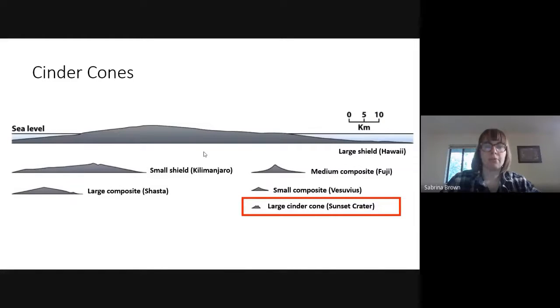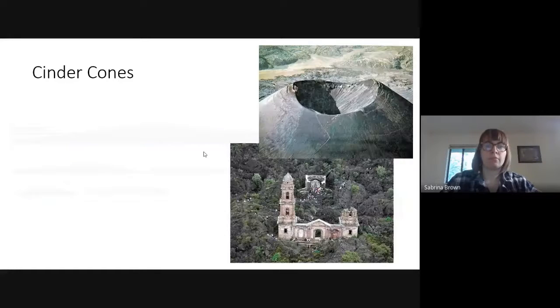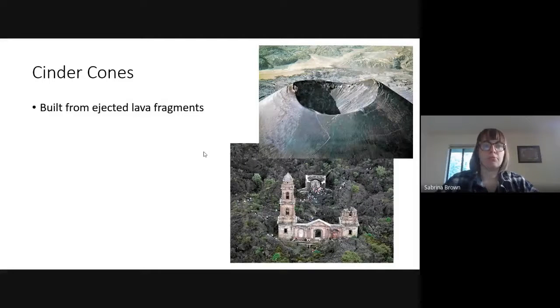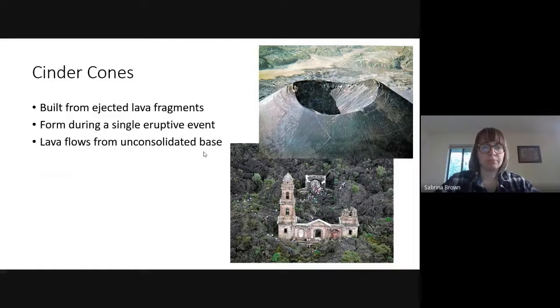The second type of volcano are the smallest, and they are cinder cones. And cinder cones are built from ejected lava fragments. This is more of a single eruptive event of lava that gets ejected and cools into pyroclastic material. And that pyroclastic material builds up around the place of eruption, but it doesn't stick together very well. And so lava doesn't flow from the top of it like you would normally think of a volcano. Instead, it flows from an unconsolidated base, right?